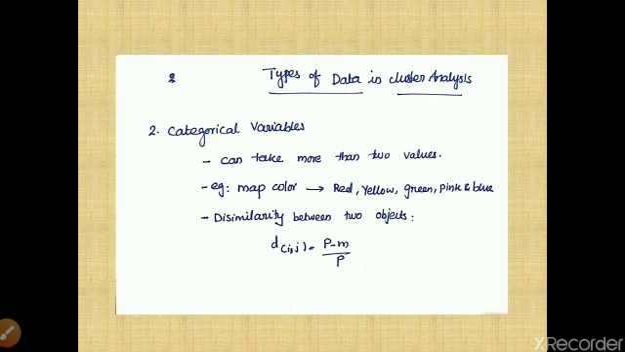So next is the categorical variable. Here the categorical variable is a generalization of a binary variable.